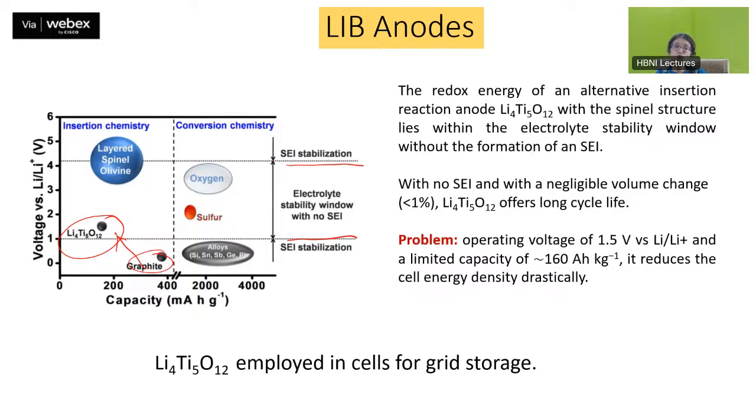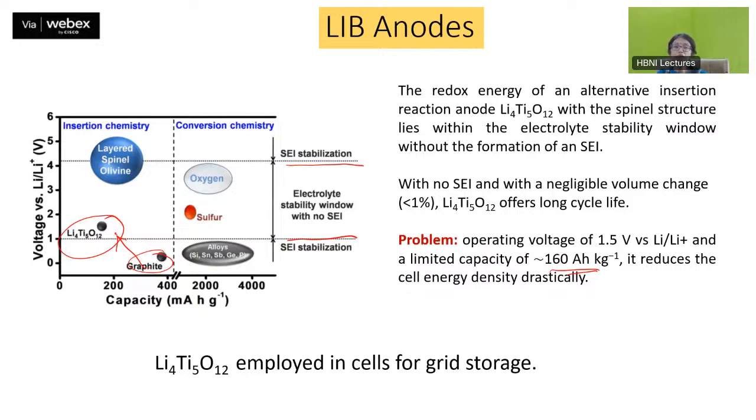And then the capacity is also limited. Here the capacity is only 160 ampere hour per kg compared to 372 ampere hour per kg which you find for graphite. So ultimately, these problems lead to a drastic reduction in the cell energy density. Because of this, it doesn't find much application in lithium-ion battery cells which you are using for portable electronics, because for portable electronics we are more concerned with the energy density. And it's here that lithium titanate cannot really score much.